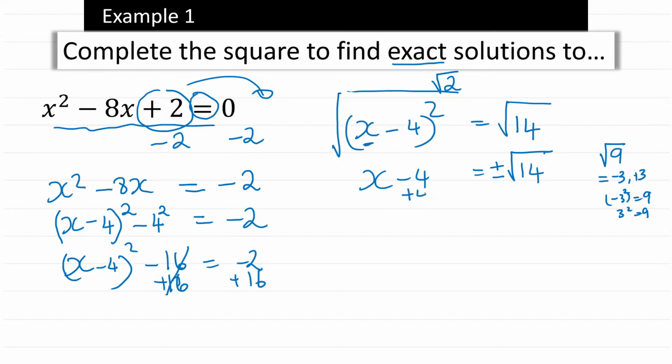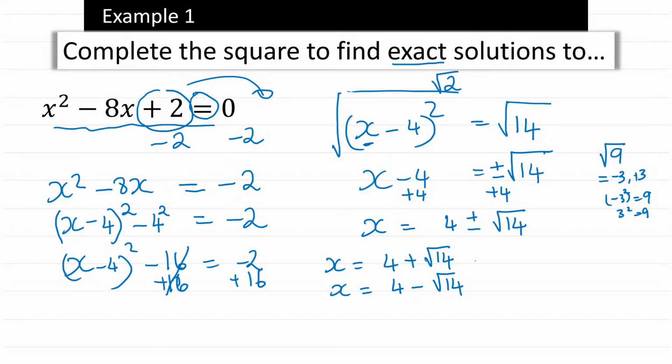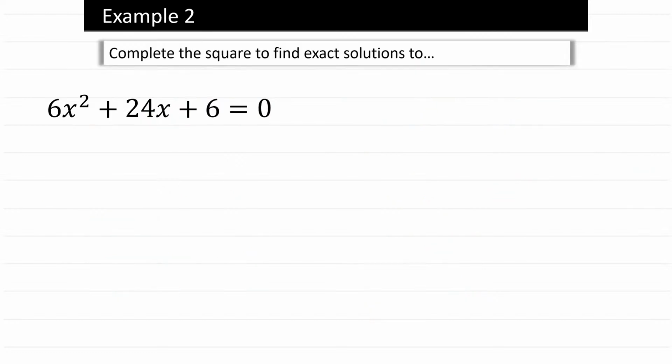And now we need to add 4 on both sides. So we have x equals 4 plus or minus the square root of 14. So your first answer is going to be x equals 4 plus the square root of 14, or it's going to be x equals 4 minus the square root of 14. These are your exact solutions as we were asked here. Next answer and next question, guys.